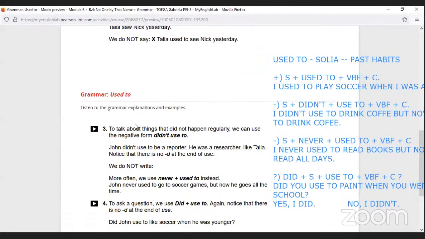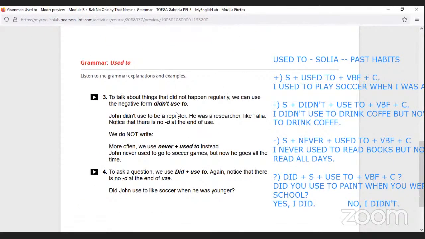So here, when we talk about negative, we have the first way where we use the first auxiliary, didn't, and use, as you can see here, without the d, used to, for negatives, and regular sentences for saying something negative. John didn't use to be a reporter. He was a researcher like Talia. Okay, so we don't use the d.